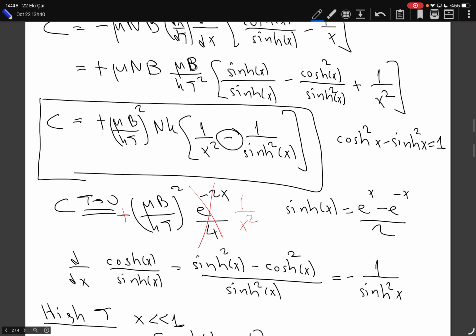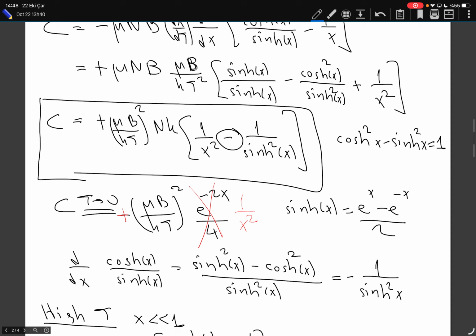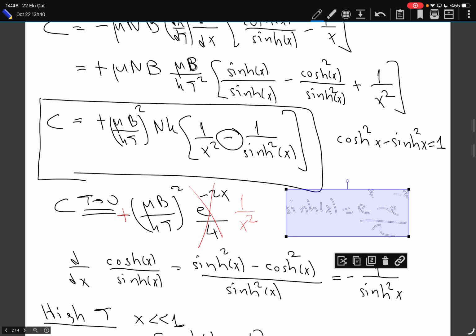About the sign problem in our previous problem. Actually, there was no sign problem. This expression over here is the correct expression with all the signs. But when you take the low temperature limit, that is very large x, sine hyperbolic goes to 0 exponentially.